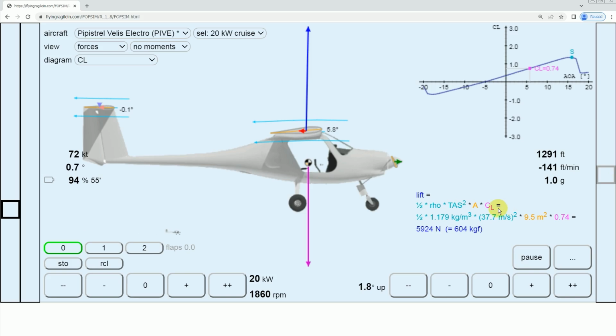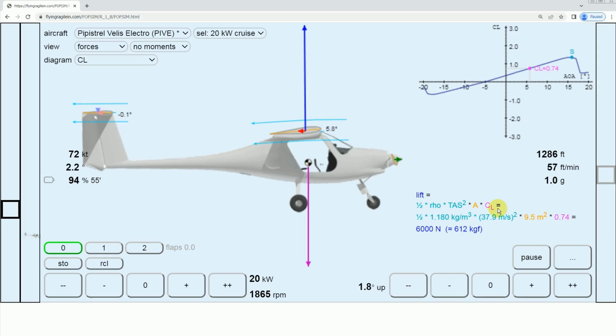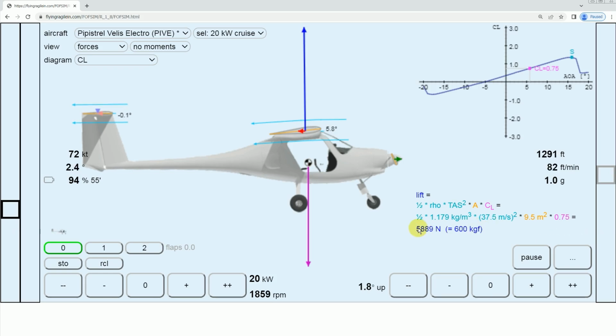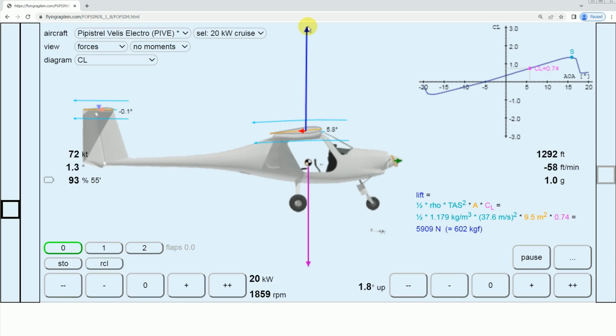The first line shows the formula as you might know it from aerodynamics. It contains all the variables that affect lift. The second line shows the same lift formula, but with all current values inserted. And the third line saves you from doing all the math and shows the resulting lift in Newton and in kilogram force. The resulting lift defines the length of the blue lift vector.